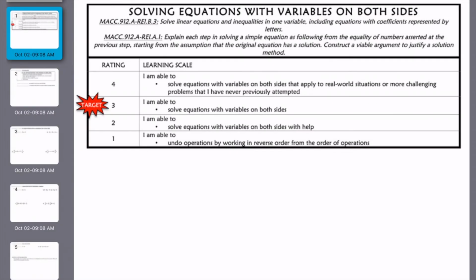All right, Algebra. Today we're going to be talking about solving equations with variables on both sides. And by the end of this video, I'm hoping that you're able to solve equations with variables on both sides. So let's start off with our key vocabulary.